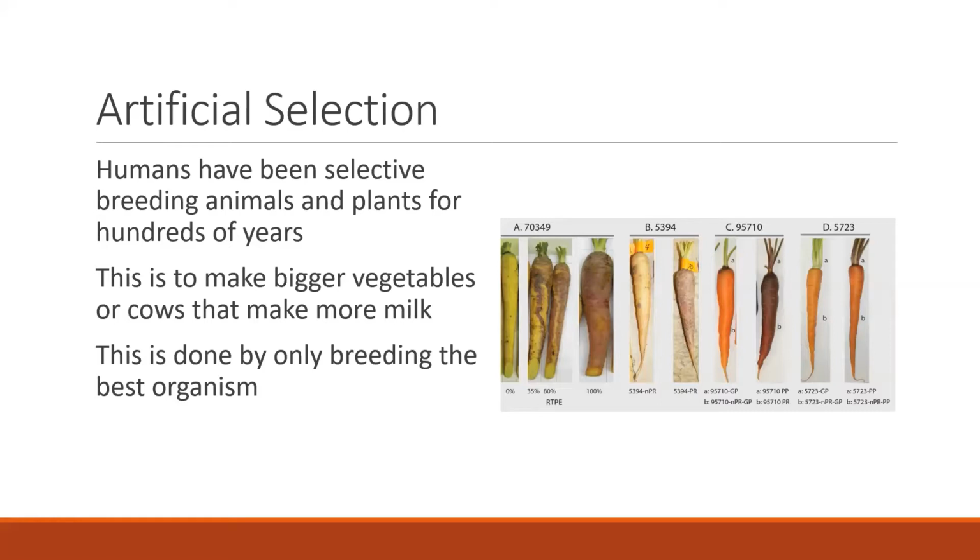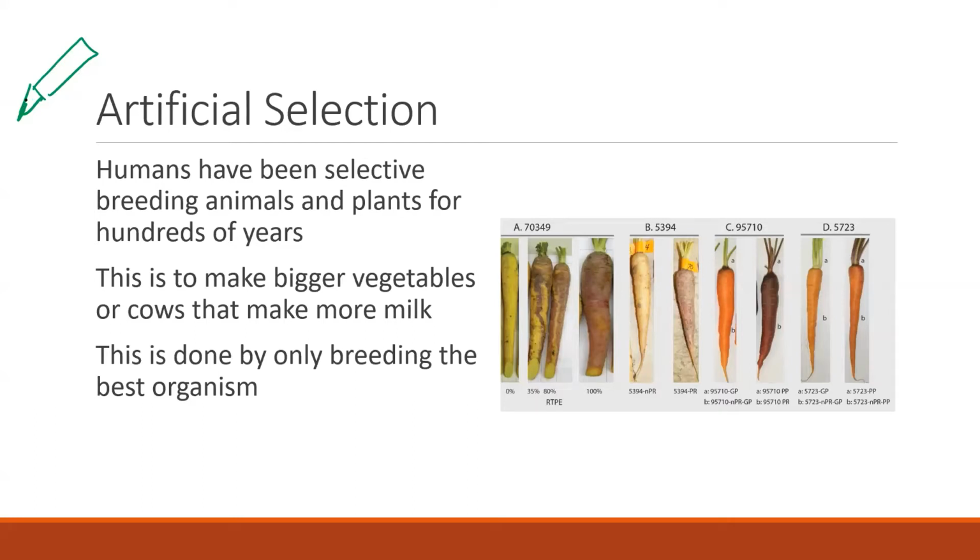What is artificial selection? I would love you to copy this down, if that's all right. Humans have been selectively breeding animals and plants for hundreds of years. This is a way to make bigger vegetables or cows that make more milk, or to make horses that can run faster, or horses that can carry more food, or make pigs that can get fatter. Whatever you want, we will artificially select them.